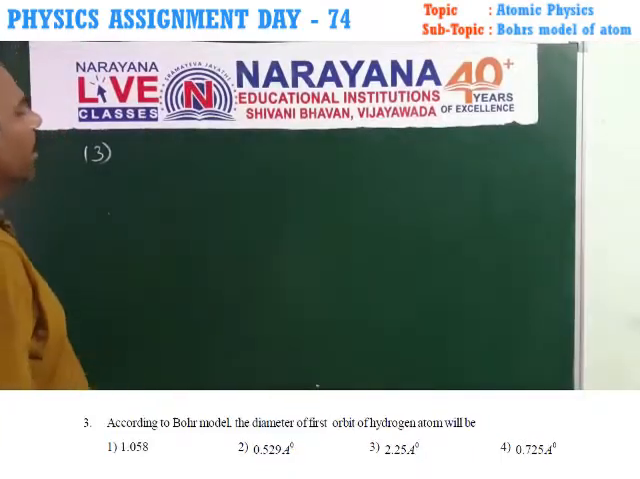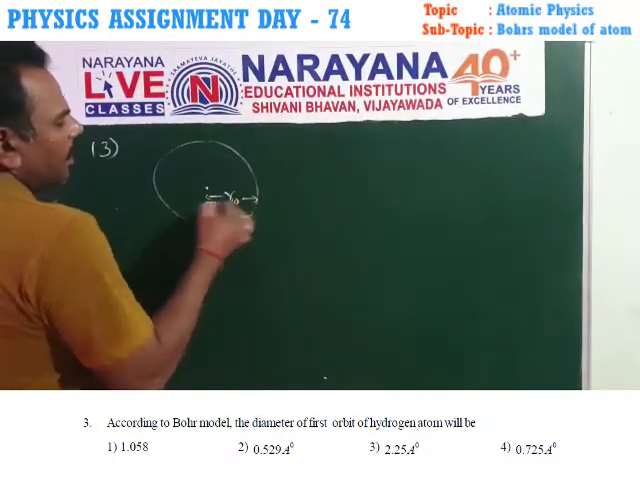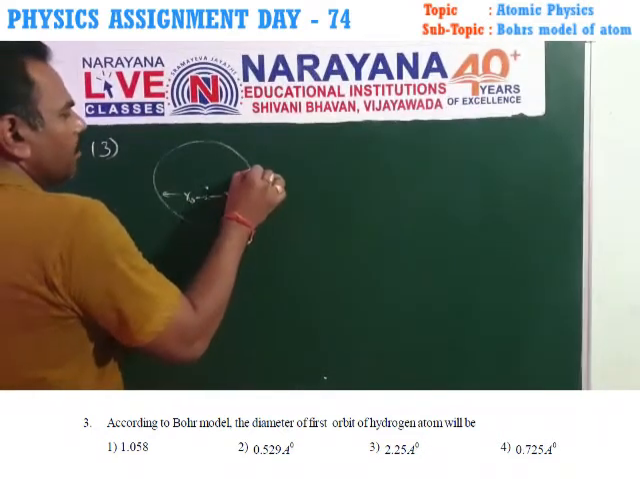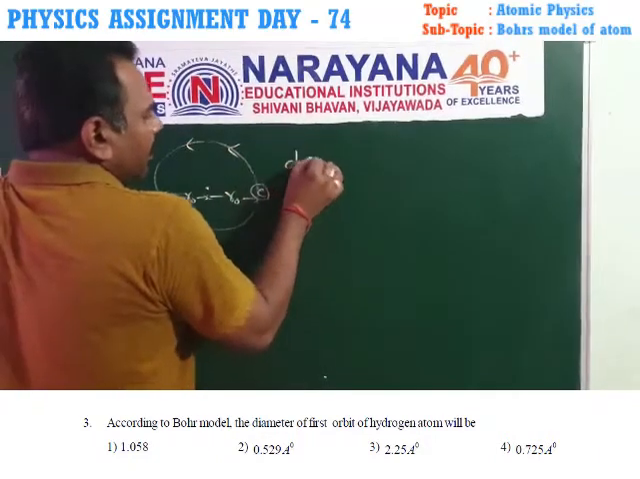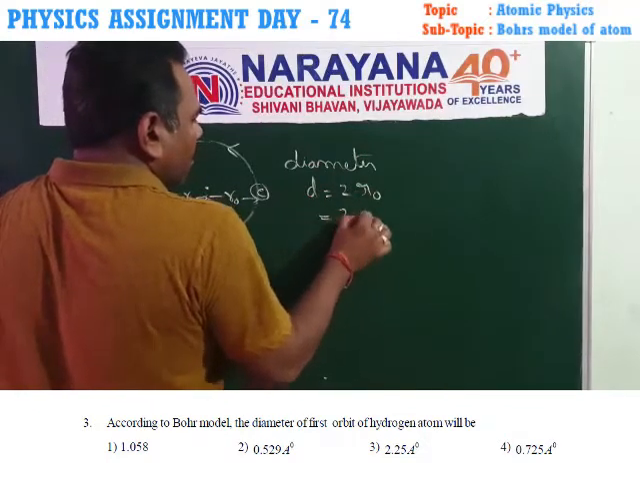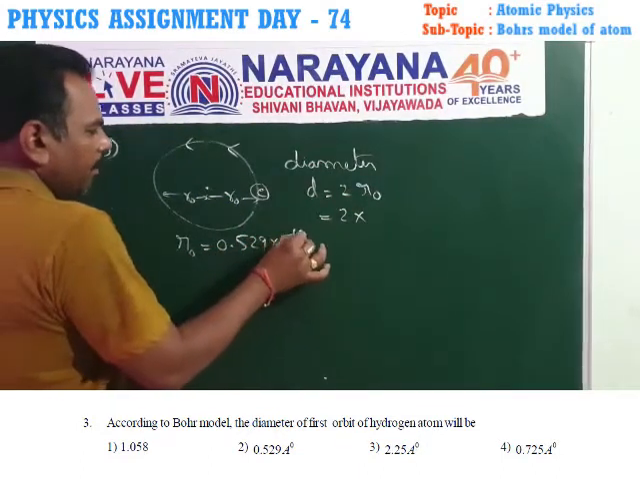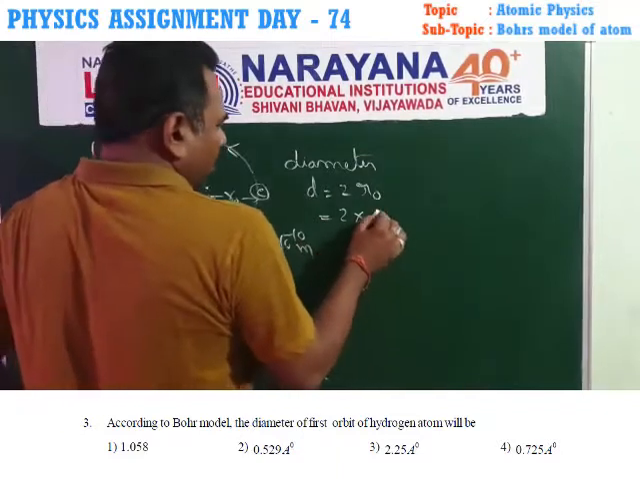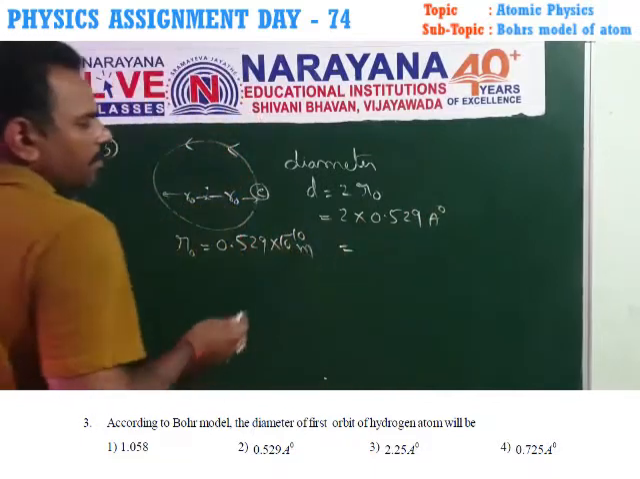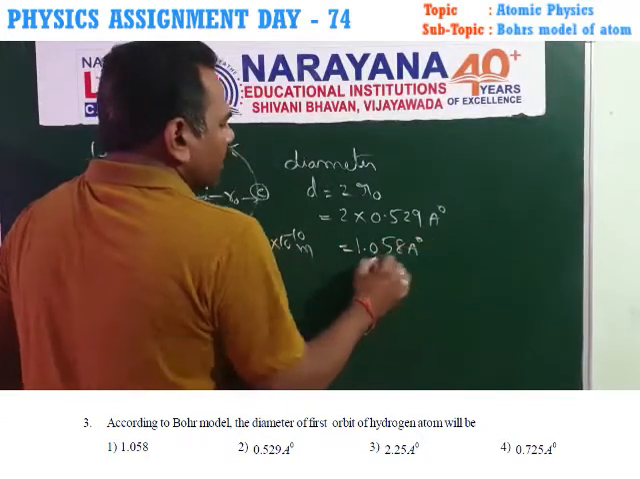In the third sum, for the Bohr first orbit, we have to find the diameter of the revolving electron in the first Bohr orbit. The diameter d is equal to 2 times the radius, 2 into the radius of the first Bohr orbit, 0.529 into 10 power minus 10 meters. Here 0.529 is in angstrom units. After calculating this, we get 1.058 angstrom units.